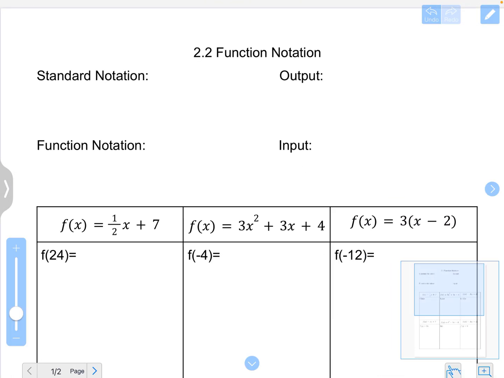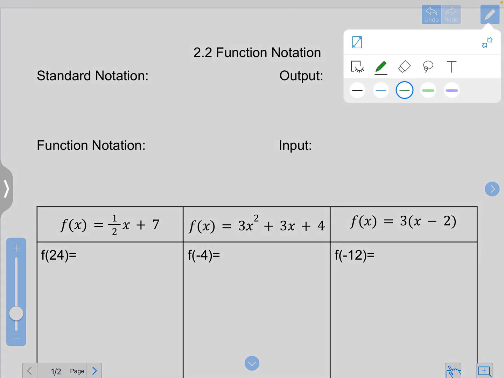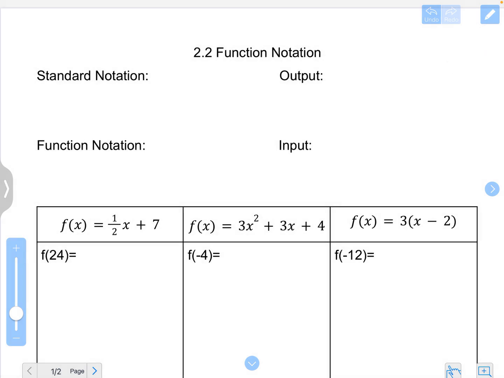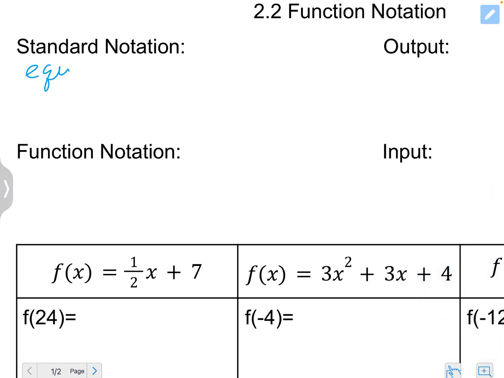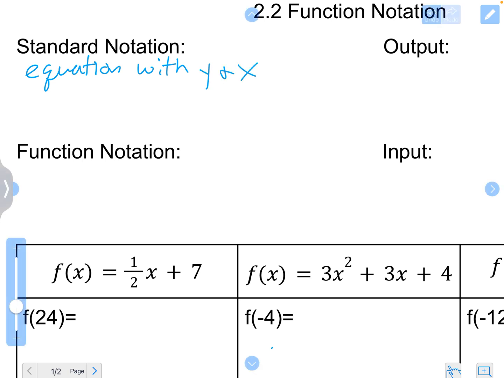Today for Algebra 1, we're going to be talking about function notation. So first, let's talk about standard notation. Standard notation is basically what we've been seeing this whole year. It's an equation with y and x. So they might look something like y equals 3x plus 7.